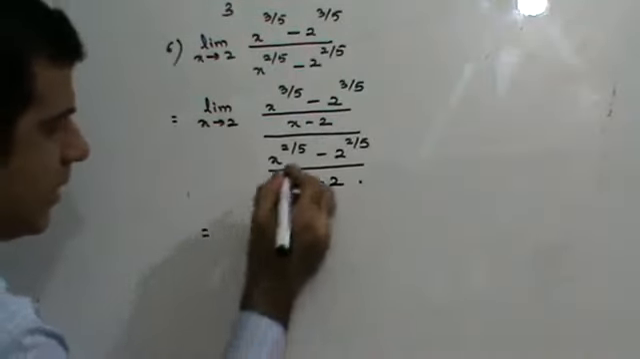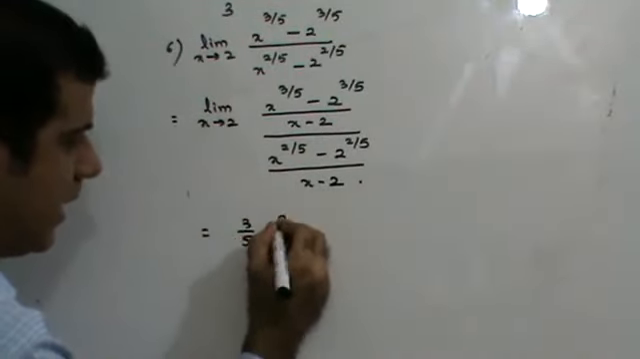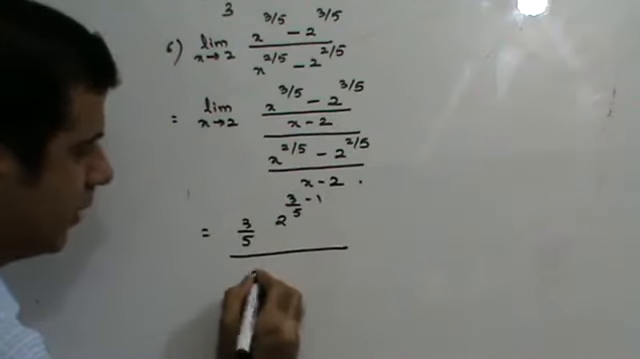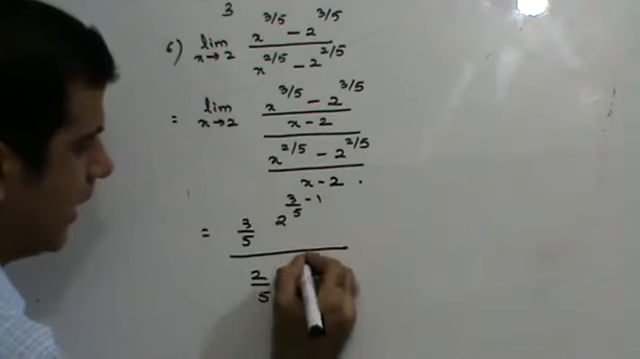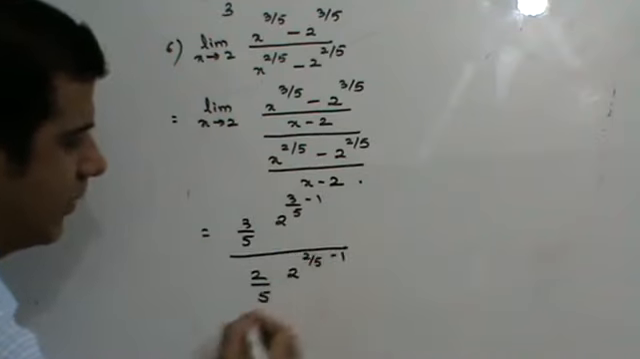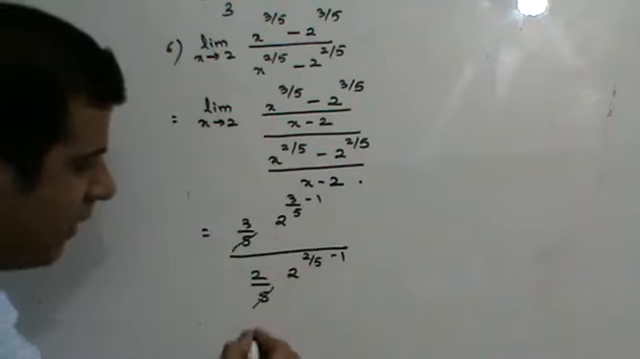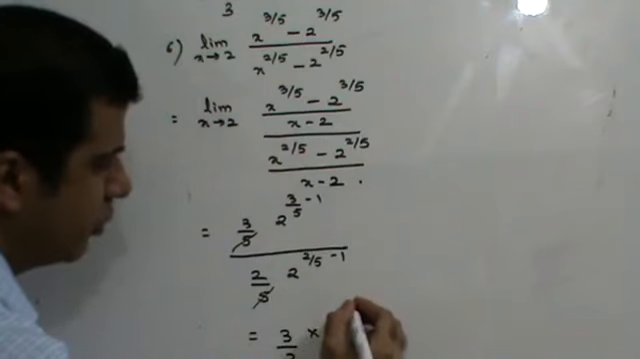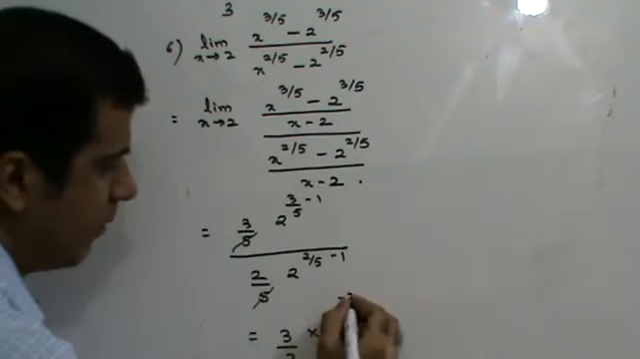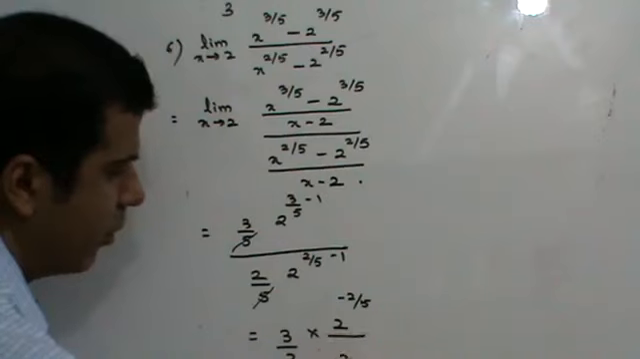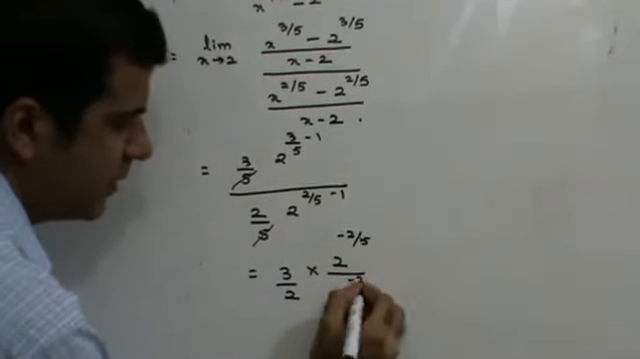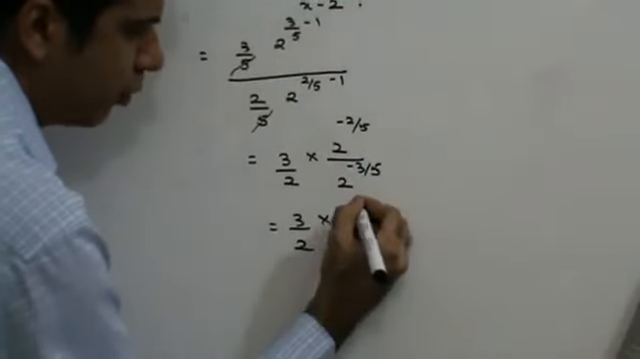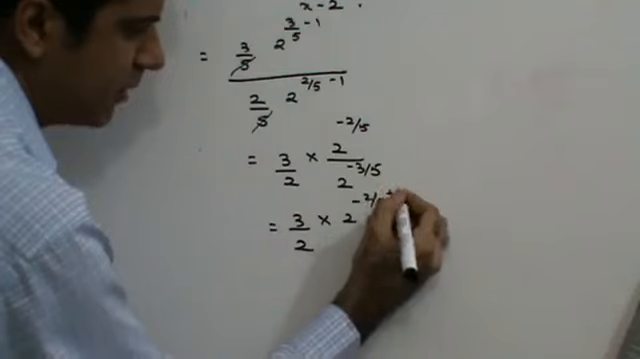Right? Now this can be written as n a raised to n minus 1. Similarly, in the denominator, n a raised to n minus 1. 5 and 5 get cancelled. This is 3 upon 2, 2 raised to 3 by 5 minus 1, upon 2 into 2 raised to 2 by 5 minus 1. This is 3 upon 2, 2 raised to minus 2 by 5 plus 3 by 5.